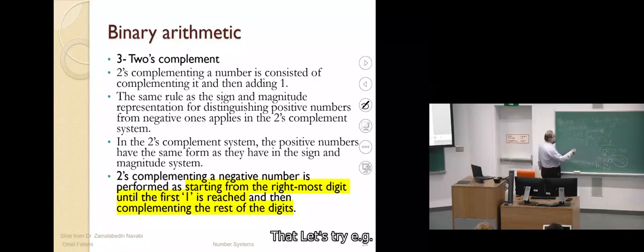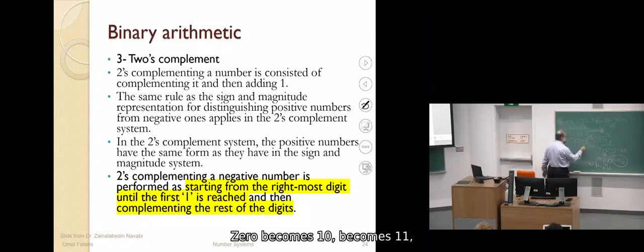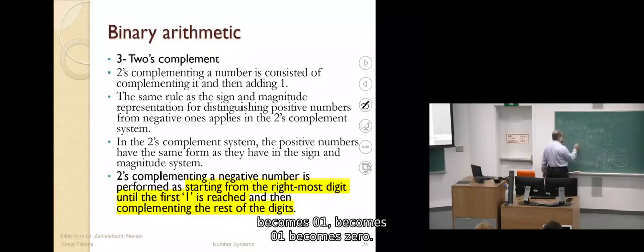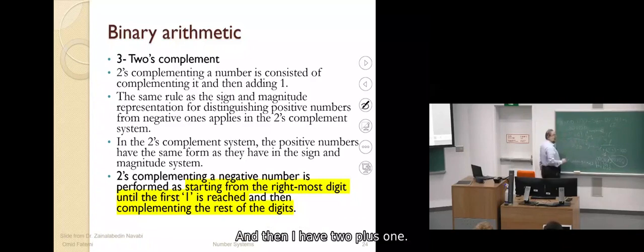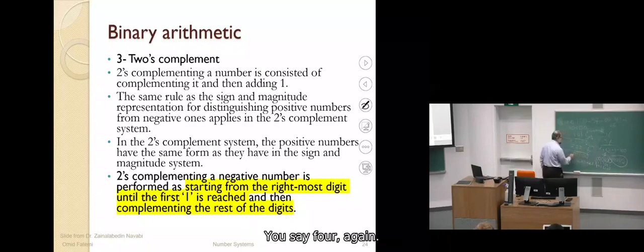Let's try. For example, again, if I want to 2's complement this, first I have to complement. 0 becomes 1, 0 becomes 1, 1 becomes 0, 1 becomes 0, 1 becomes 0. And then I have to add 1 to it. 1 plus 1 is 0 with 1. 1 plus 1 is 0 with 1. 1 plus 0 is 1, 0, 0. You see? 4 again. 4 minus 4, 4. 2's complementing.